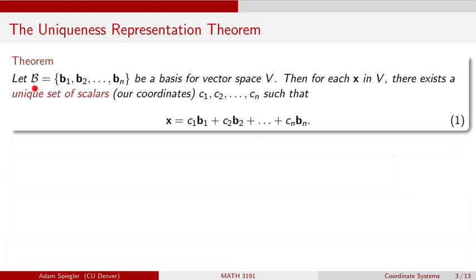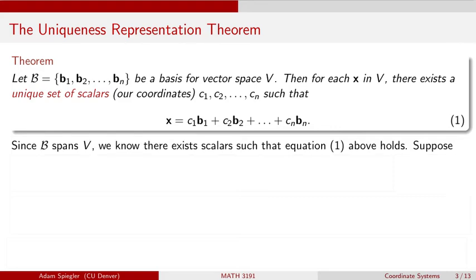If we have a basis B that consists of n different vectors in the space V, and these vectors could be matrices, they could be functions, they could be whatever depending on our vector space, then for each vector x in this vector space V, there exists a unique set of scalars, these weights, that we call our coordinates, such that we can write x as a linear combination of these basis elements. And the proof of this theorem is pretty nice and short and sweet. So let's go through that together.